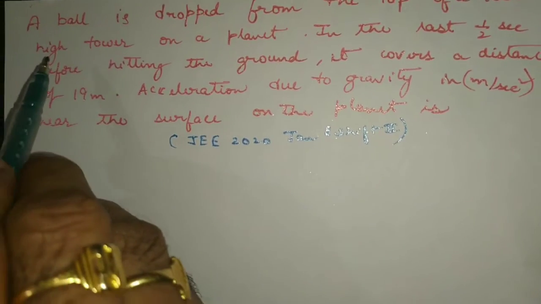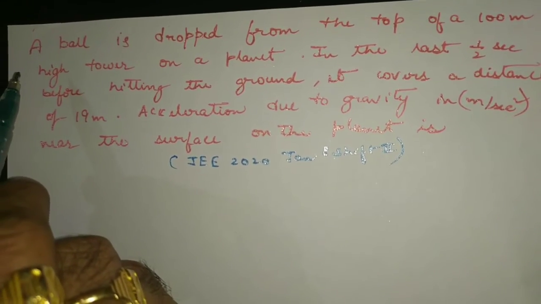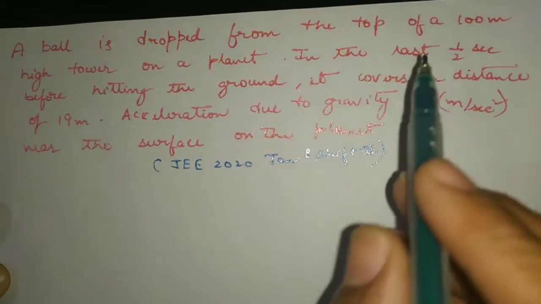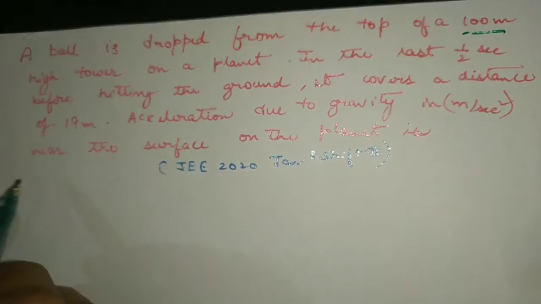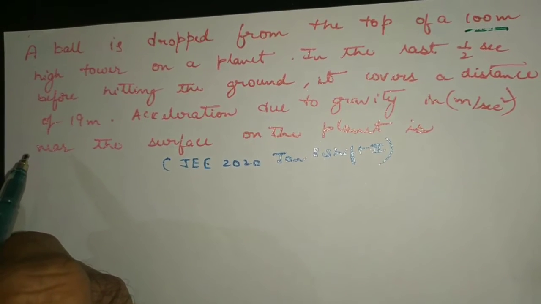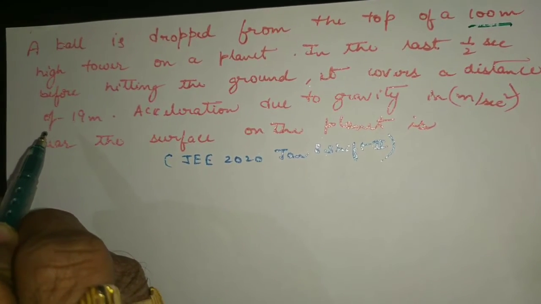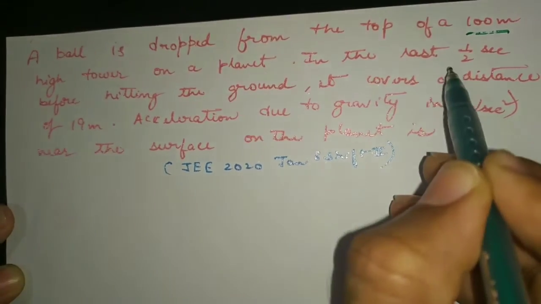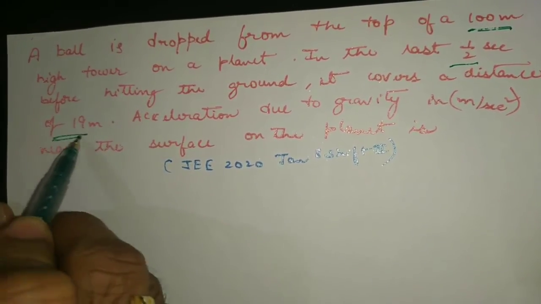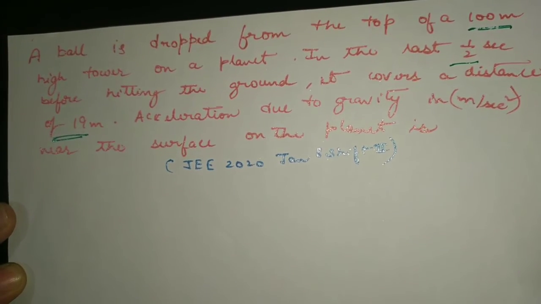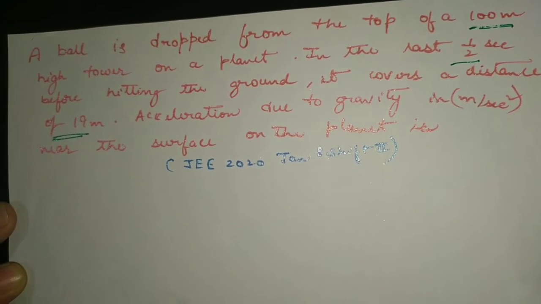The first problem: a ball is dropped from the top of a 100-meter high tower on a planet. In the last half second before hitting the ground, it covers a distance of 19 meters. We have to find the value of acceleration due to gravity, g.